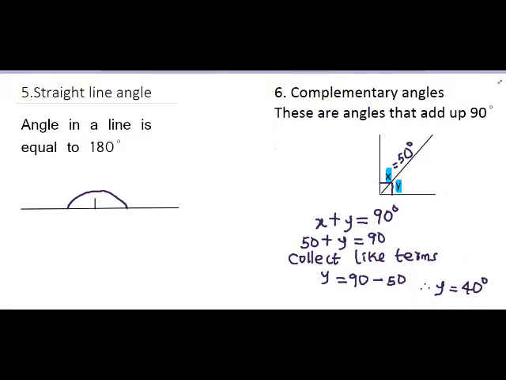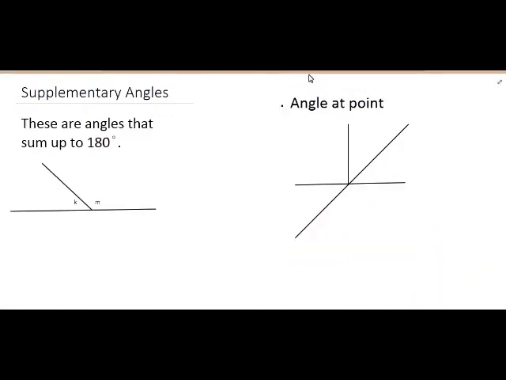Okay, let's go to the next one. We have supplementary angles. These are angles that sum up to 180 degrees, exactly your angle in a straight line. So let's say this is angle K, and we'll have another angle here, angle M. Let's say M is equal to 110 degrees.